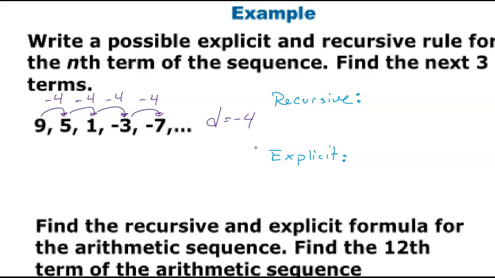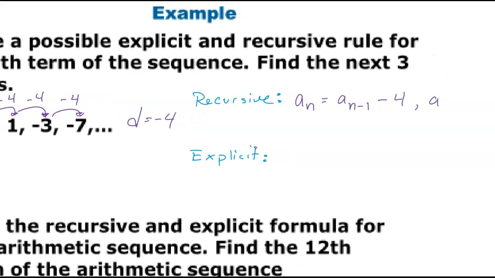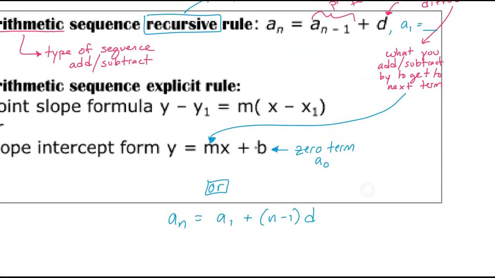So my recursive equation, I start off always with writing a sub n is equal to a sub n minus 1. And then from that previous term, what do we do to get our current term? Minus 4. You subtract 4. And then you always have to state what the first term's value was, which is 9. This is our recursive equation. All I did there was use the formula from up above, right here.